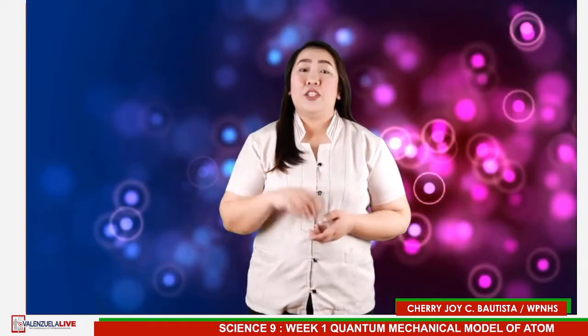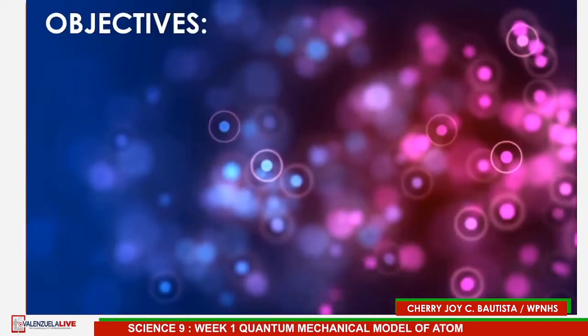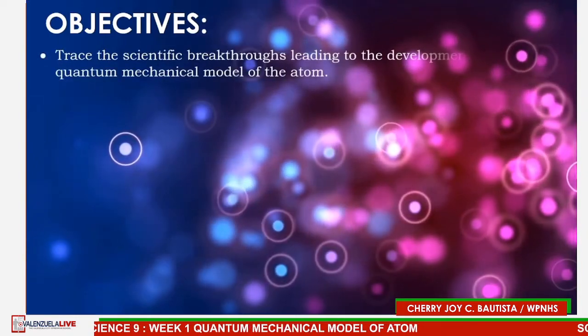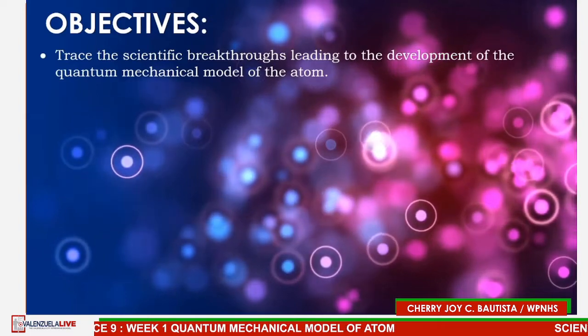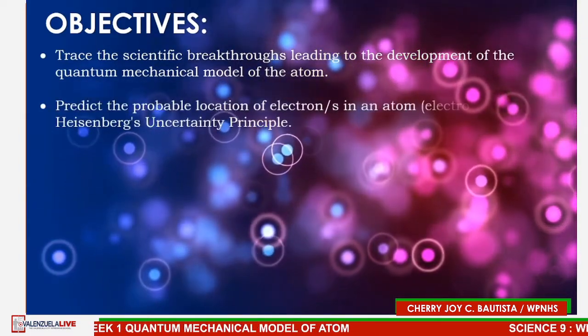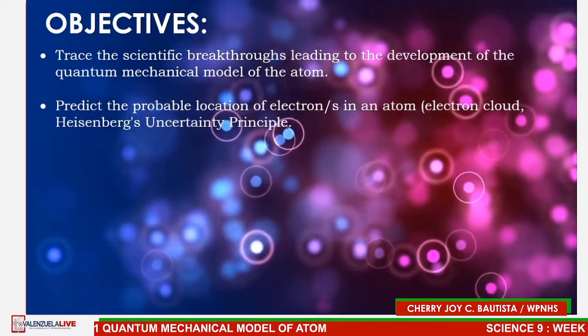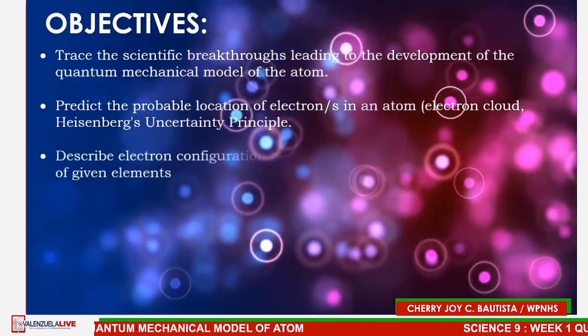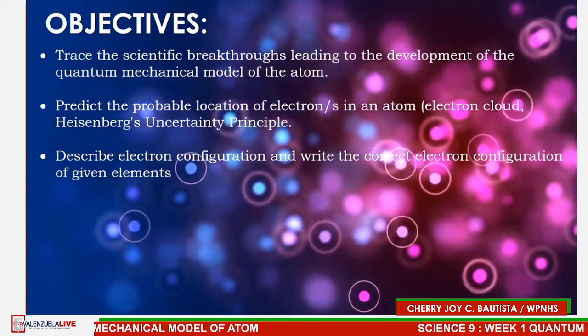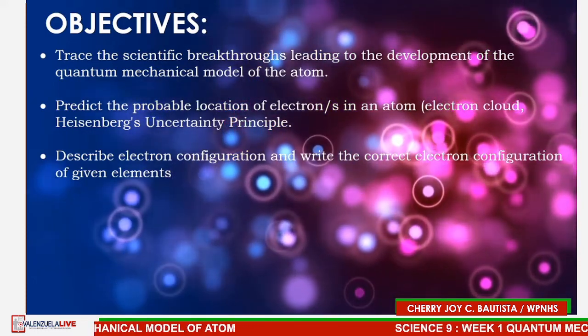This is Lesson 1 of Quarter 2 in the Science module, and the objectives for today are: trace the scientific breakthroughs leading to the development of the quantum mechanical model of the atom, predict the probable location of electrons in an atom, describe electron configuration and write the correct electron configuration of given elements.